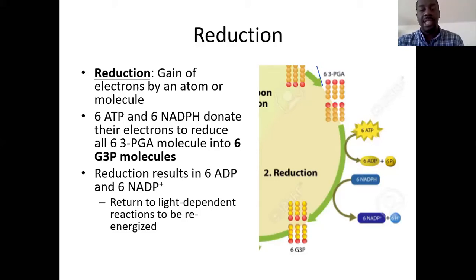And I'll show you what that looks like in a second here. But again, all that's happening during this process is each of the PGA molecules is going to interact with one ATP and one NADPH to form G3P. That's all we're doing, converting it from PGA to G3P. In doing so, we're going to form ADP and a phosphate, as well as NADP plus and 6 hydrogen ions. Those are going to go back to the light-dependent reactions to help start that whole process over again. So this is what it's going to look like here.